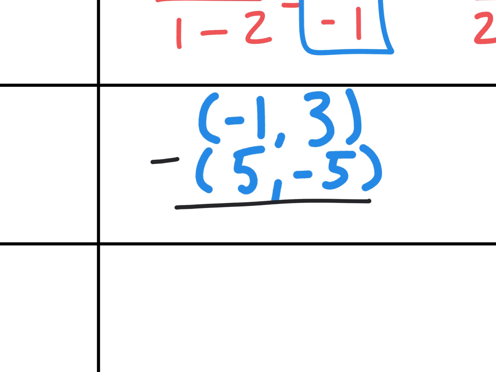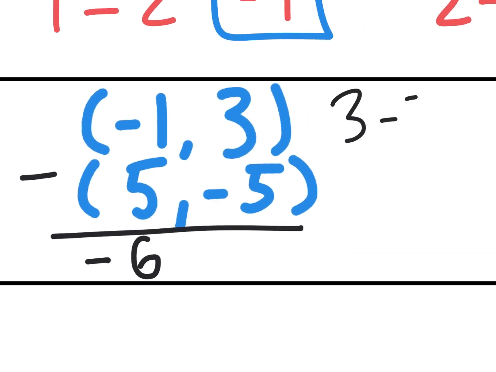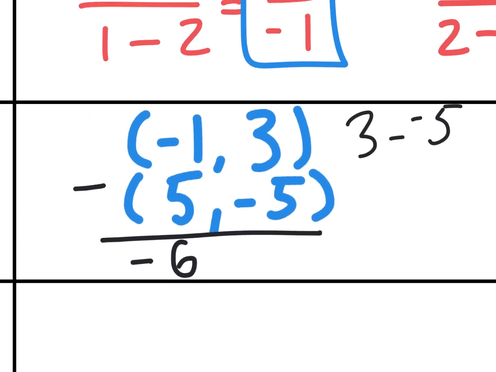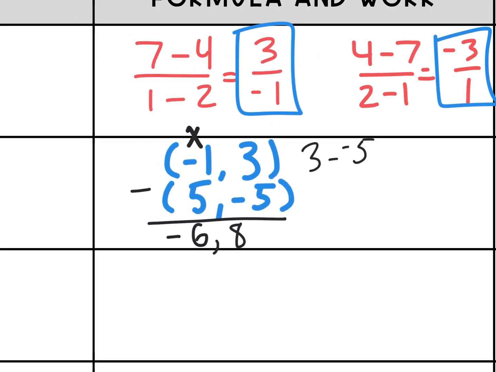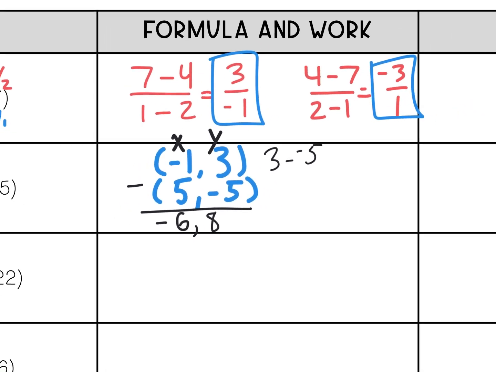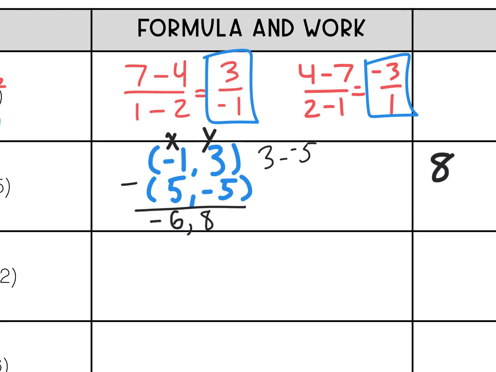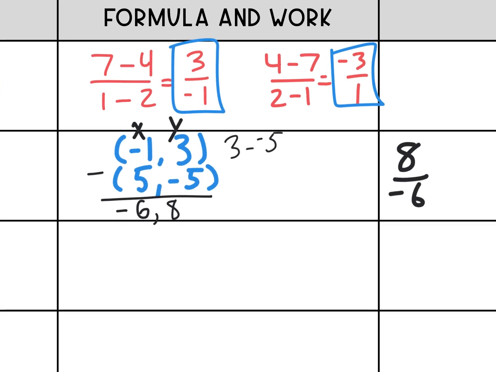What is negative 1 minus 5? Negative 6. Right? Negative 1 minus 5 more, so we're adding that negative 5 in. Okay, negative 6. And here's another tricky one that you have to remember, some identities with negatives. 3 minus negative 5 is 8. So we now have an x and a y, and the rule for slope is y over x.